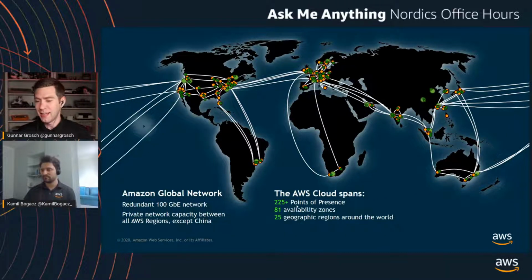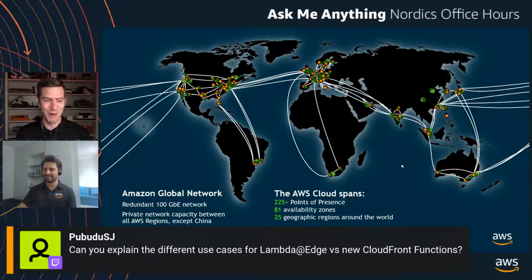Right. We're 11, almost 12 minutes into the stream, and we're talking about Amazon CloudFront moving into Amazon CloudFront Functions, which is the title of the show. And people are getting anxious. They want to know more about CloudFront Functions, I think. We've got a question from Pabudu in the chat. Can you explain the different use cases for Lambda at Edge versus the new CloudFront Functions? So yeah, we need to get there, Camille. All right. So yeah, let's get focused on that.